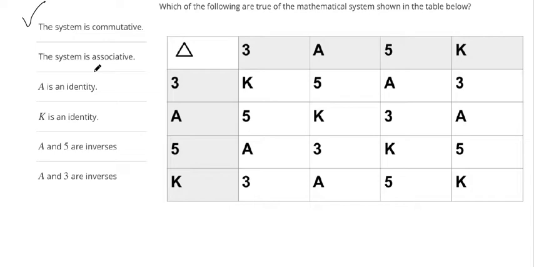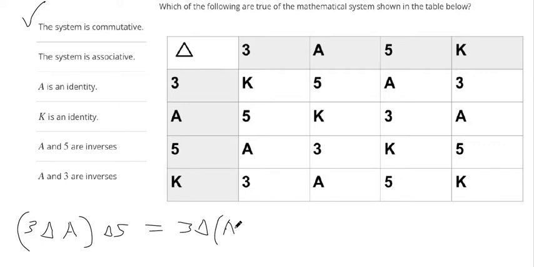If it's associative, that means you could swap the grouping and you still get the same thing. So an example would be that 3 triangle (A triangle 5), with parentheses around A triangle 5 meaning we have to do that first, should be the same thing as (3 triangle A) triangle 5. Okay, so let's check that out real quick.